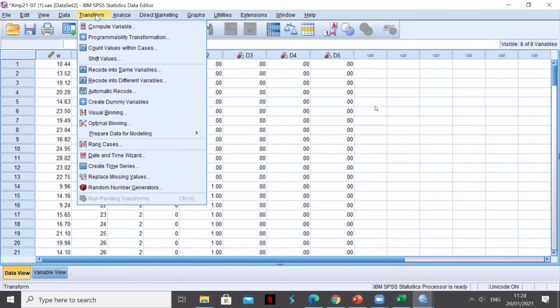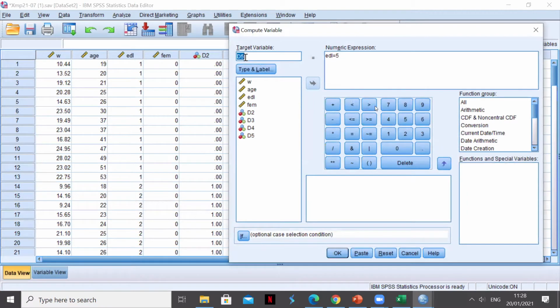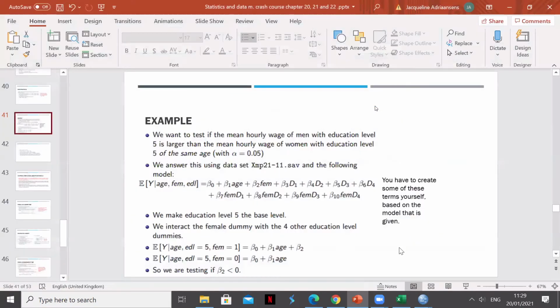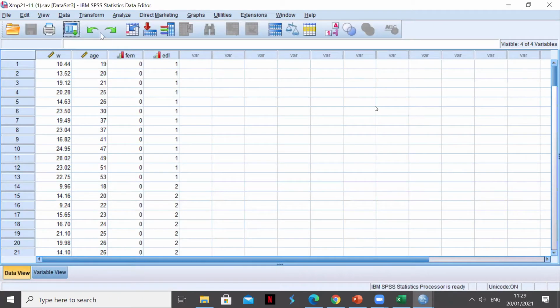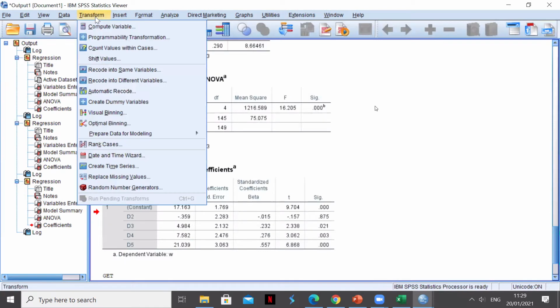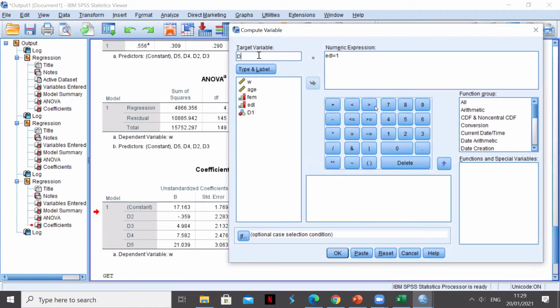Remember how we did that? We go to Transform, Compute Variable. And we still have this, so you can just correct it. This is the old model. I have to close this up and go to the new one. Transform, Compute Variable. And then we want D1, we call it D1, if the education level is equal to 1. You click on OK.